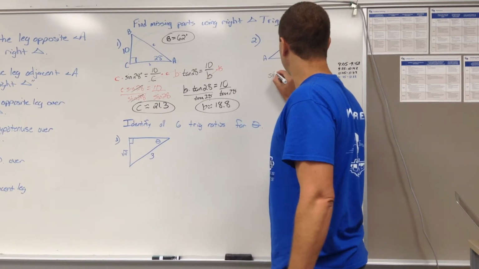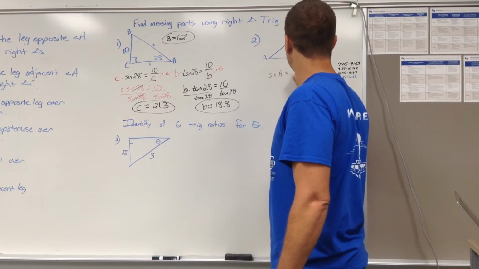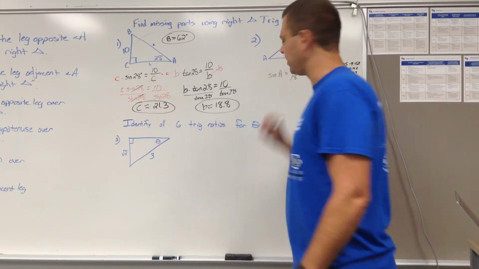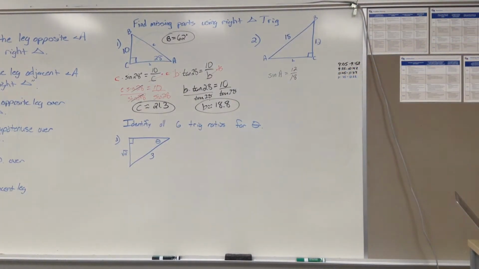Would you guys agree that the sine of angle A has to equal 12 over 18? Does that make sense based on the picture? Because sine is what?